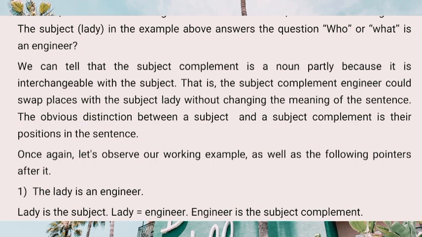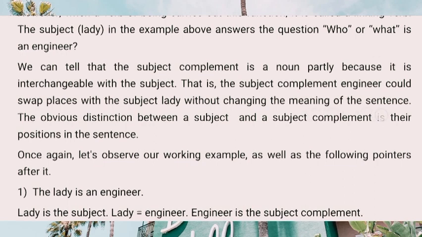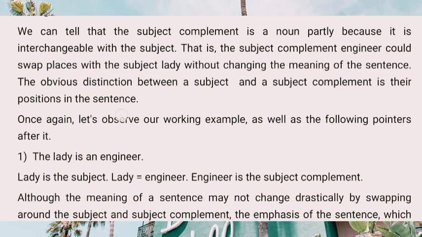We can tell that the subject complement is a noun partly because it is interchangeable with the subject. That is, the subject complement engineer could swap places with the subject lady without changing the meaning. That is to say, you can use engineer in place of the lady, or use the lady and then use engineer to add more information to it. So engineer could be used as the subject of the sentence.